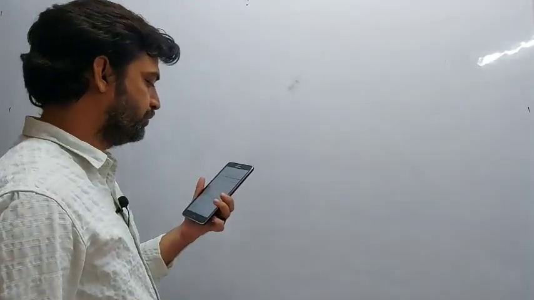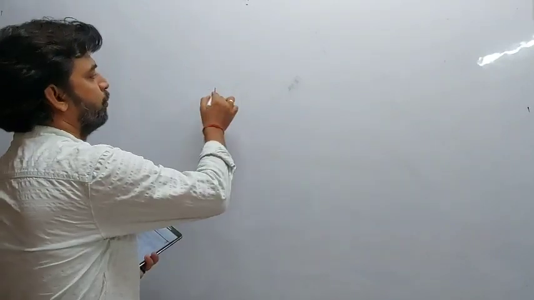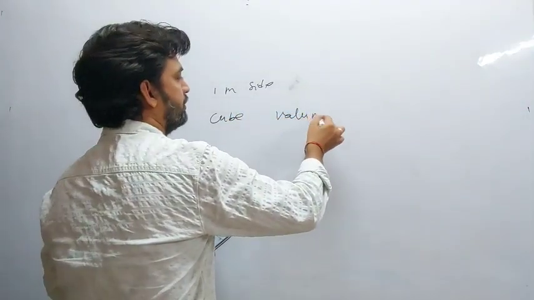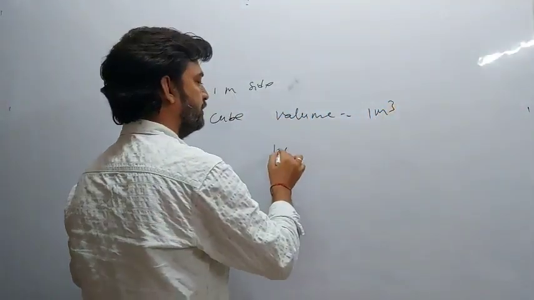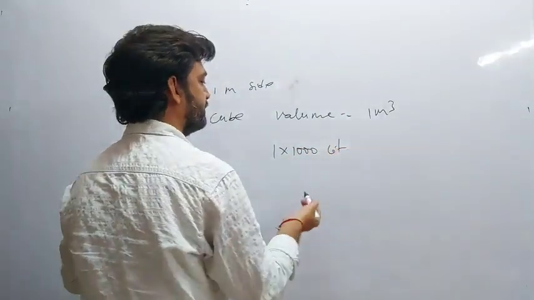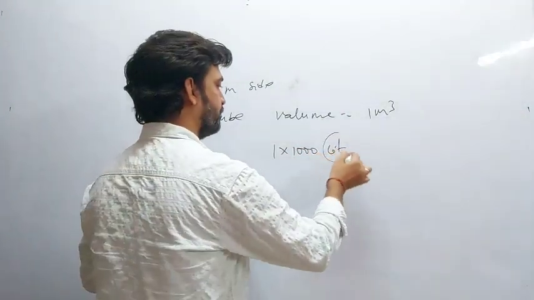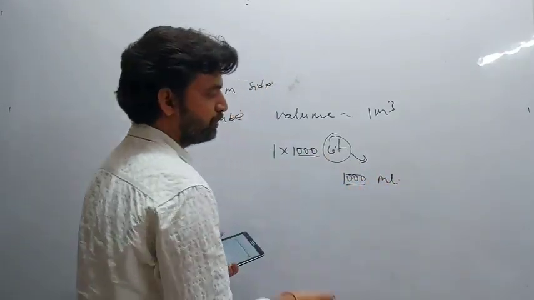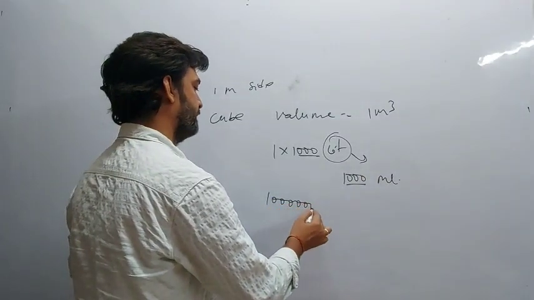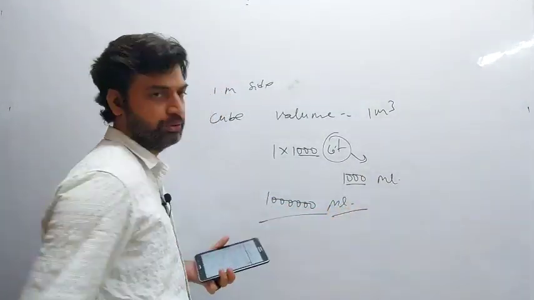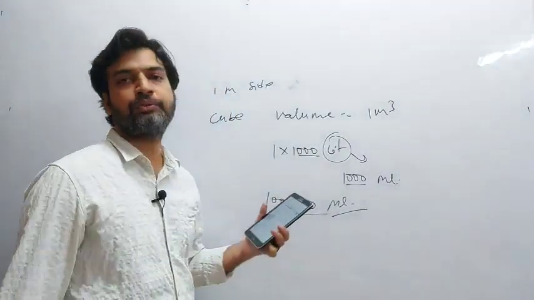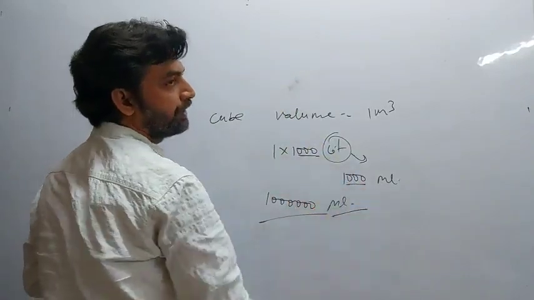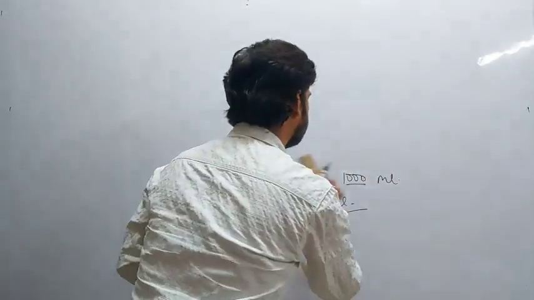Coming to the next. A cubical vessel of side 1 meter is filled completely with water. 1 meter is the side of the cube. So the volume is 1 meter cube. Meter cube means what? 1000 liters, but the question is asking in milliliters. So liters are again converted to milliliters, that means 1000 ml. So the answer becomes 10 lakh ml. The volume 1 meter cube is equal to 1000 liters. After that, you need to convert liters into ml, and 1 liter is 1000 ml.